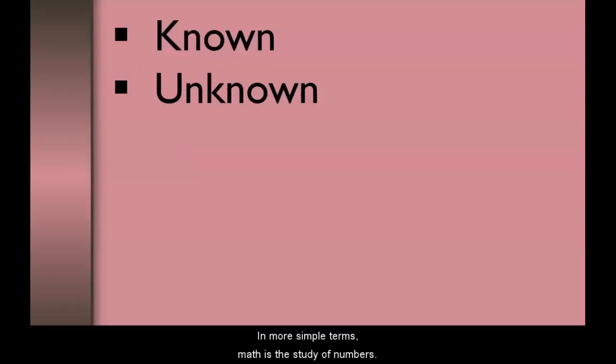In more simple terms, math is the study of numbers, both known and unknown. So one may ask, can a number be unknown? Yes, it can. This is because a number is a quantity and a quantity can only be expressed when it is known. Let's consider some of the scenarios here.